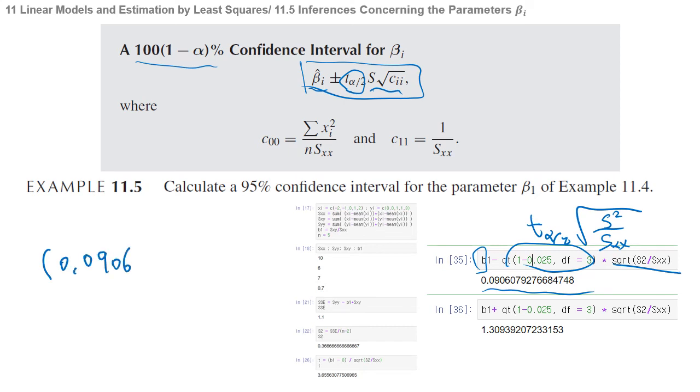So the 95% confidence interval for beta 1 is 0.0906 and 1.309 or so. Okay, so this is the 95% confidence interval for parameter beta 1.